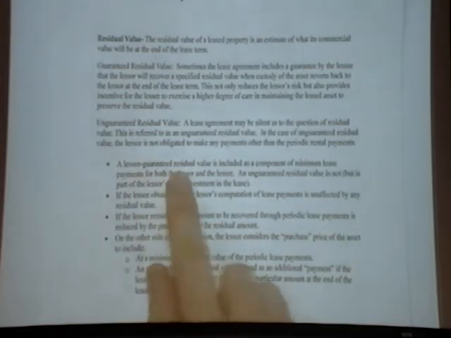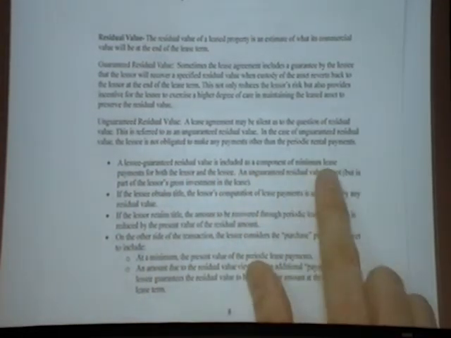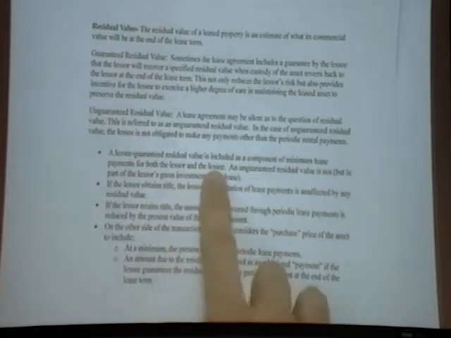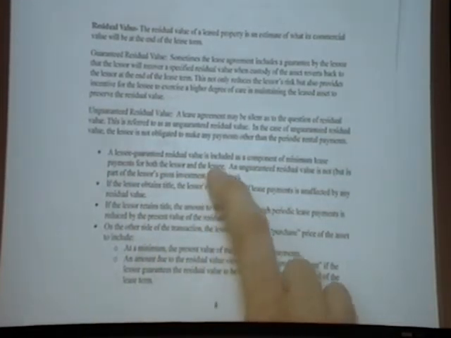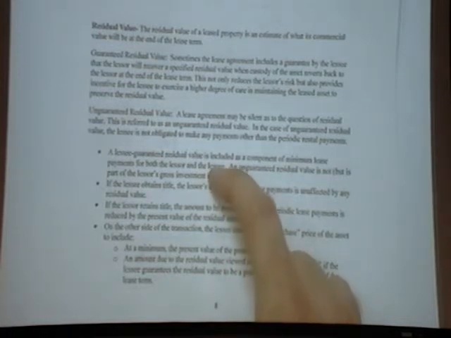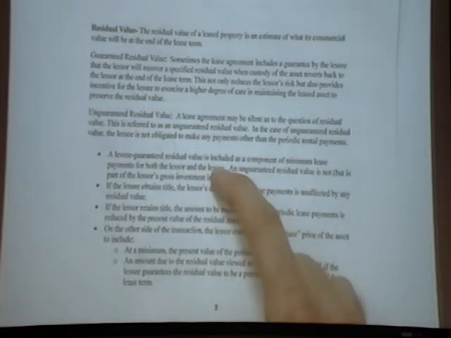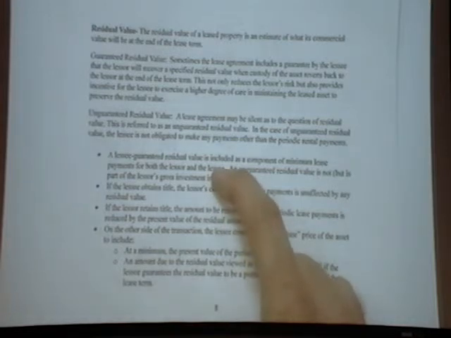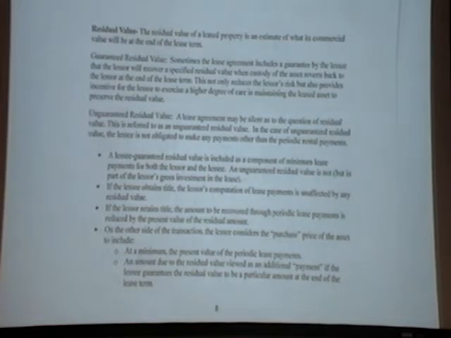A lessee guaranteed residual value is included as a component of the minimum lease payments for both the lessor and the lessee. Okay? A guaranteed residual value looks a lot like a bargain purchase option. And at least in figuring out the numbers, it looks very much like a bargain purchase option. Because there's this residual amount that's guaranteed, which once again, we basically pretend is a lease payment. Either you have to give back an asset worth this much, or you have to give us cash worth this much, one or the other. It looks a lot like a lease payment, which looks a lot like our bargain purchase option.